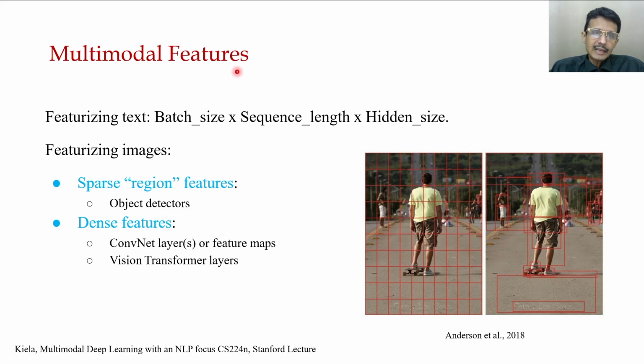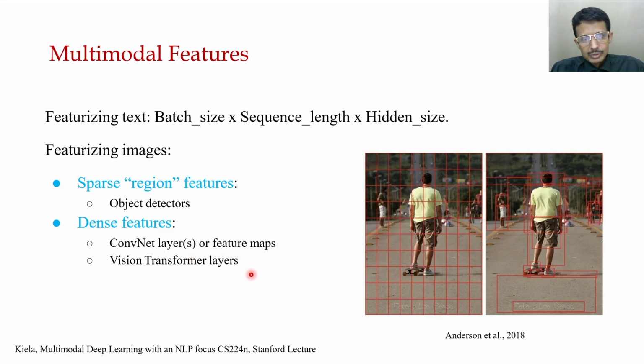Now, the important thing is: what are the multimodal features? If we just consider text features, it is batch size multiplied by sequence length multiplied by the hidden size. So these are the basic feature dimensions, or feature size. Now when it comes to images, we can do this kind of image batch. It's simpler to understand, or sometimes object kind of thing. So the object detectors here, or this kind of feature maps, convolutions on feature maps.